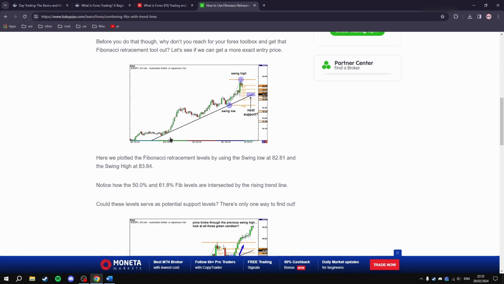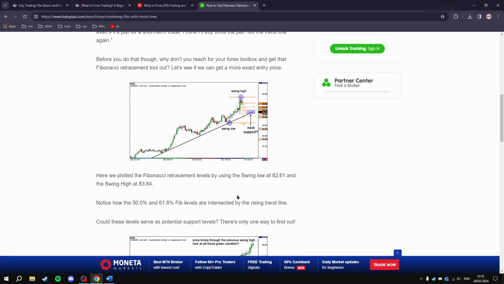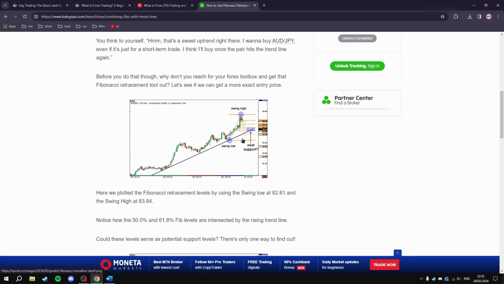Here we plotted the Fibonacci retracement levels by using the swing low at 82.61 and the swing high at 83.84. Notice how the 50% and the 61.8% fib levels are intersected by the rising trend line. That's the 50% one, and that's the 61.8% line.